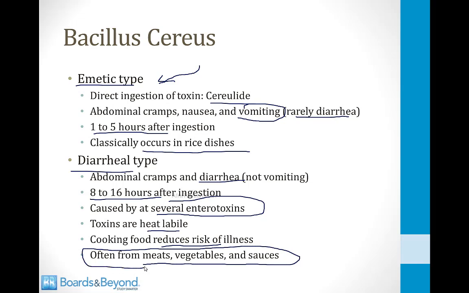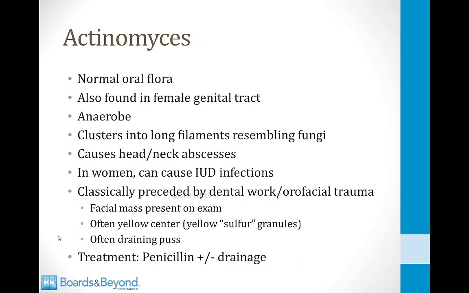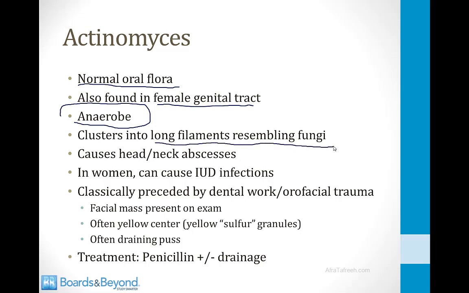that aren't properly cooked. The last 2 gram-positive bacteria we'll discuss are actinomyces and nocardia, and we'll start with actinomyces. This is part of the normal oral flora. It also can be found in the female genital tract. It is anaerobic, and it clusters into long filaments resembling fungi. In fact, years ago, people used to think it was a fungi until they were able to analyze it and find out that it actually had characteristics more consistent with bacteria.